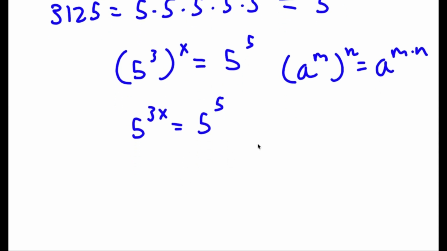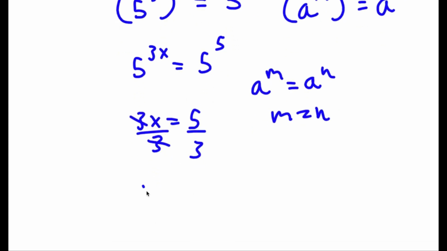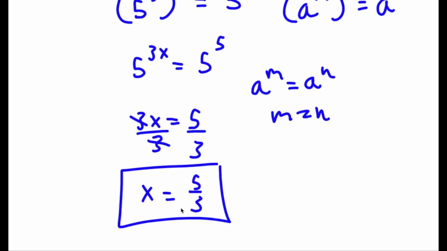Now if I have something in the form a to the power of m is equal to a to the power of n, then this means that m is equal to n. So in this case, 3x is equal to 5. So now if I divide both sides by 3, I get x is equal to 5 over 3. So this is my answer.